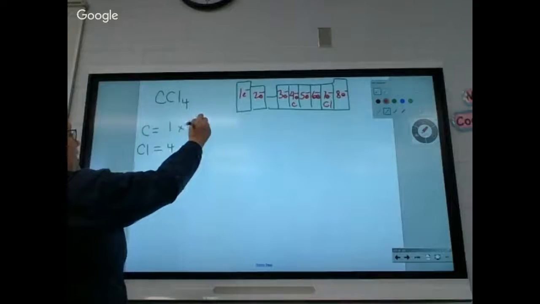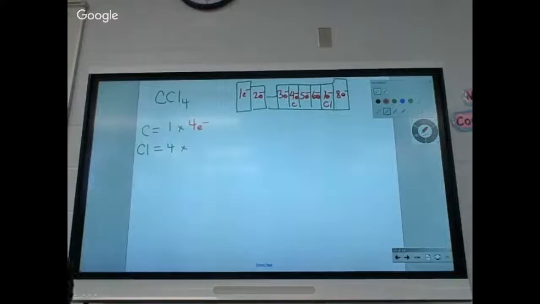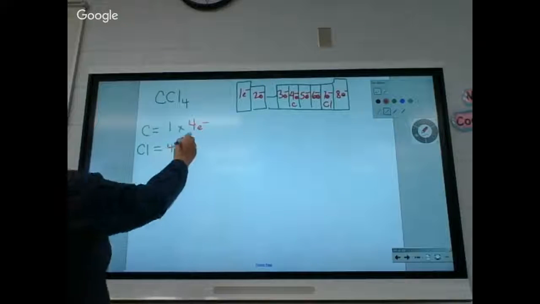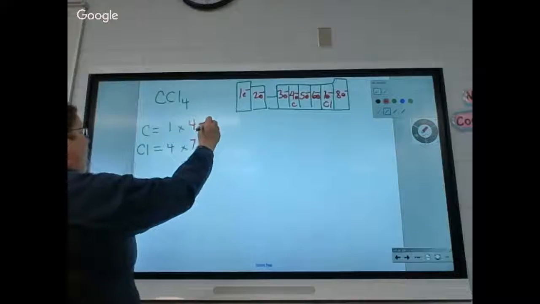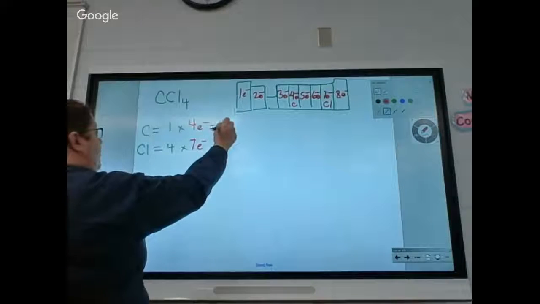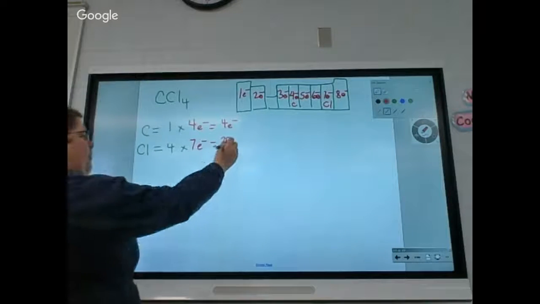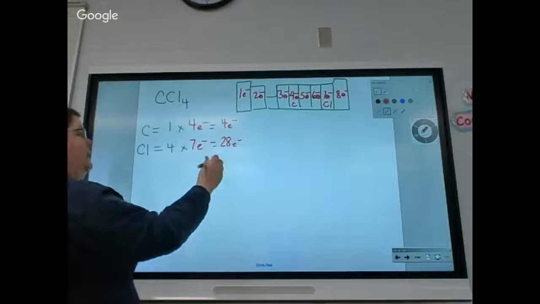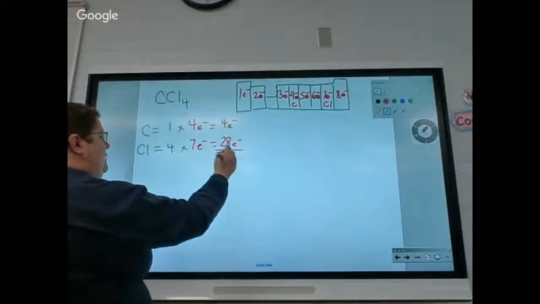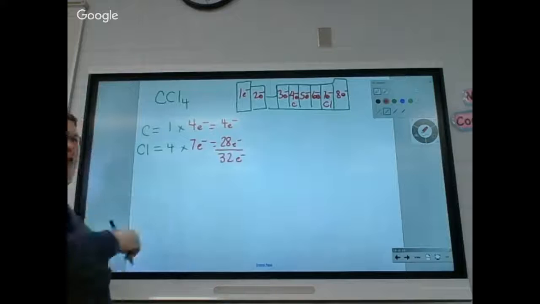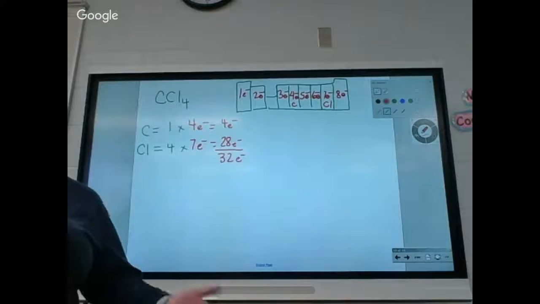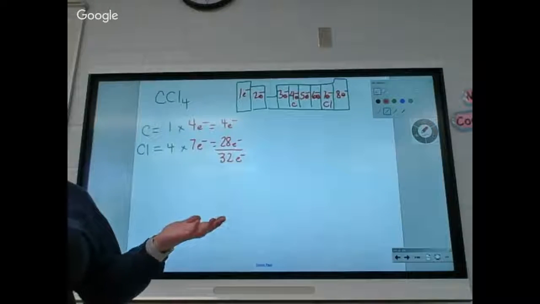How many in chlorine's outer shell, Marissa? 7. All right. So 1 times 4 is 4. 4 times 7 is 28. And what would we have done right here if we were finding a formula mass? We're still adding, except this time instead of a mass, we have electrons. So when we get to step 4, we're going to have to draw in how many electrons?